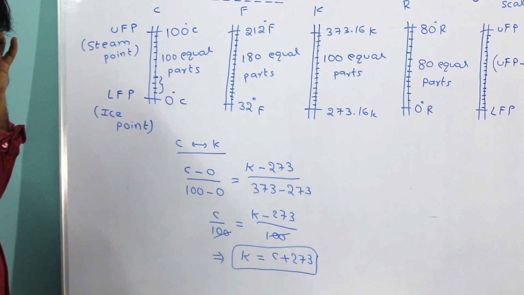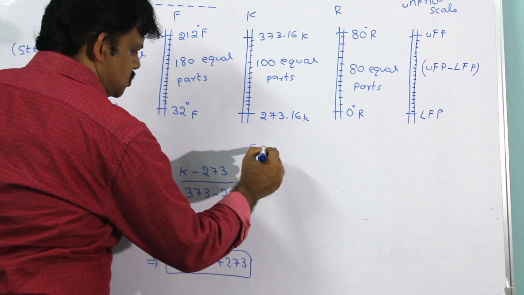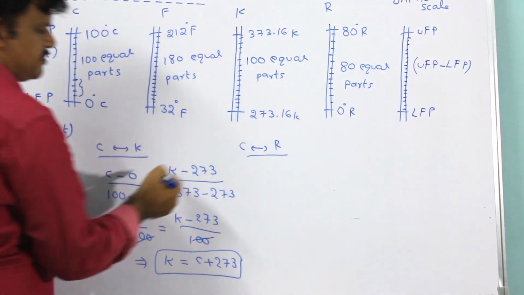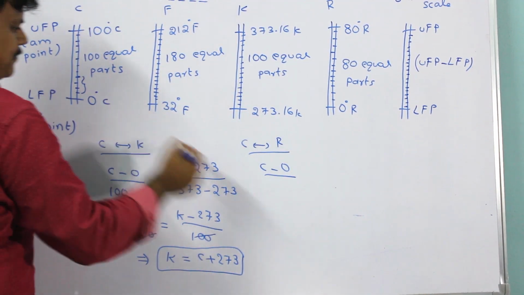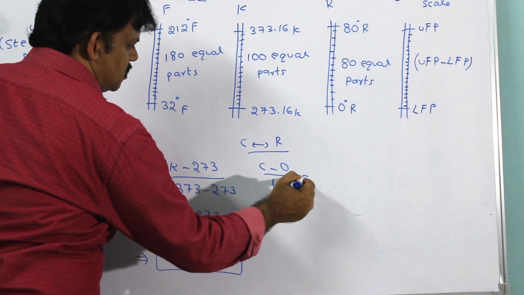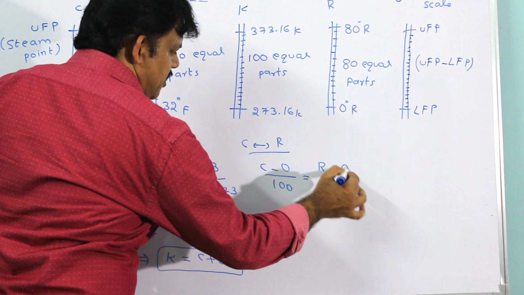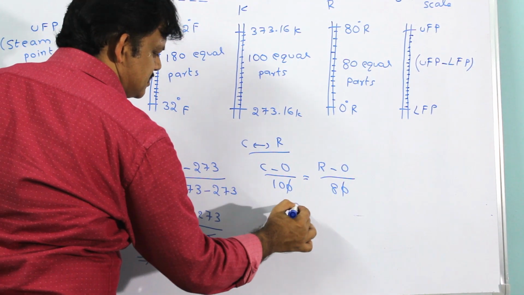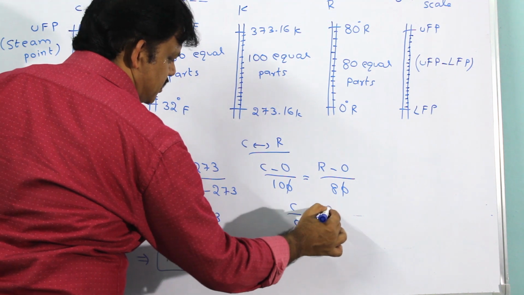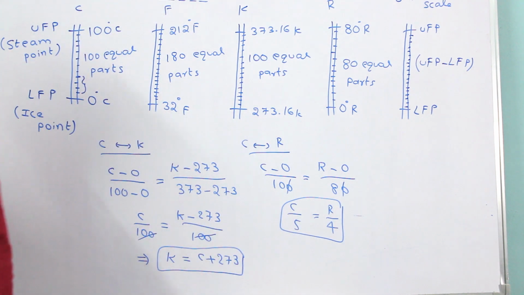Suppose I want to relate Celsius to Romer. Celsius to Romer scale, same concept. Scale reading minus lower fixed point by gap 100 is equal to, in the Romer scale, let R be the scale reading, lower fixed point is 0, gap is 80. So zeros cancel, second table 5 times and 4 times. This is the relation between Celsius and Romer.